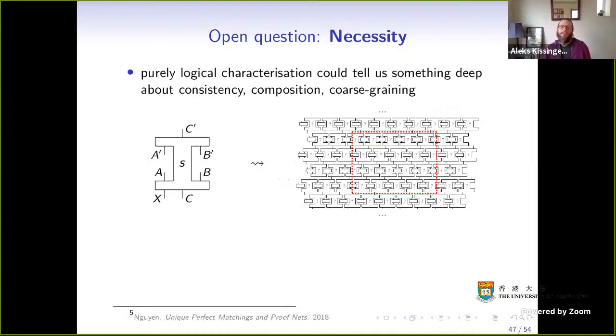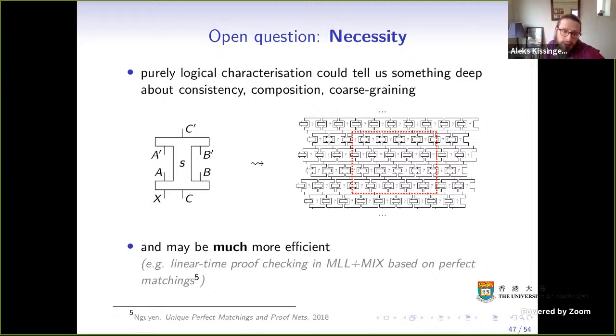So if we could give a purely logical characterization, this could tell us something, well, on a foundational level, this could tell us something deep about causality, consistency, coarse graining, so thinking about really lots and lots of things composed together. You know, can I coarse grain indefinite causal structures to get definite causal structures? So it could answer these foundational things. It could also be much more efficient. So typical proof checkers for these kinds of logics can actually work in linear time. So not 13 to the n, we're talking about time n. So that could be a huge improvement, even practically speaking.